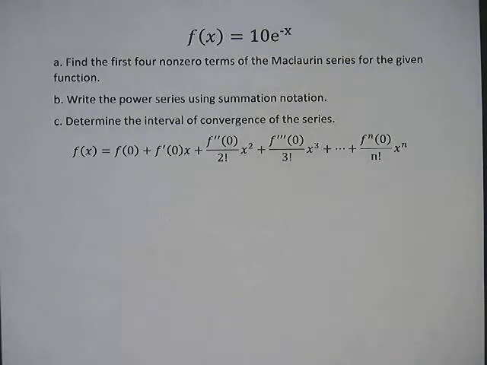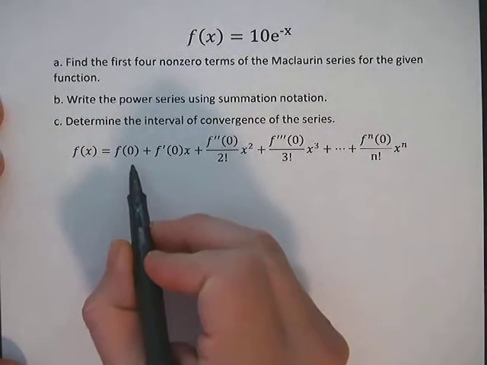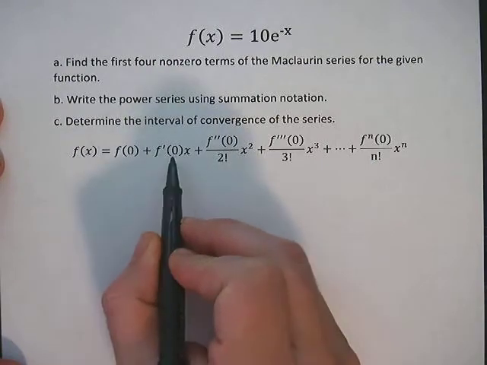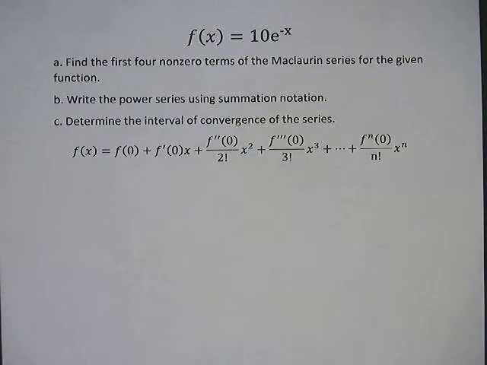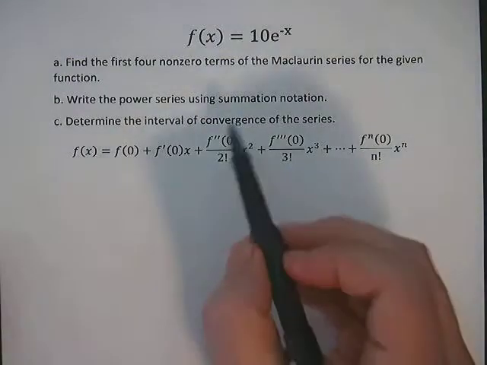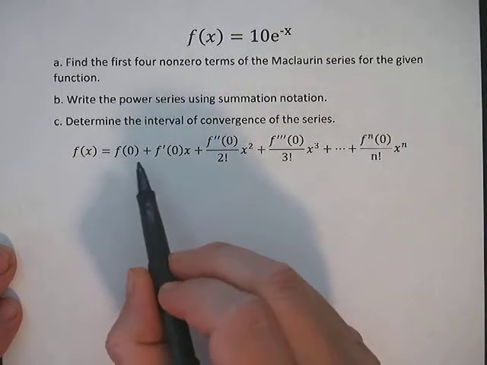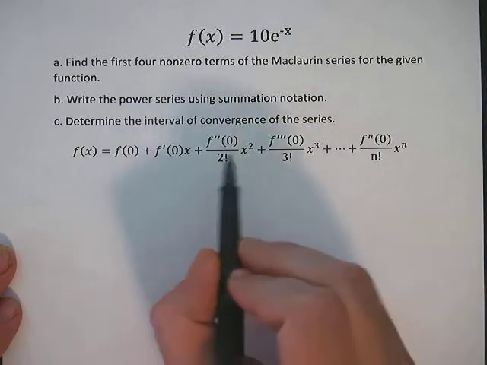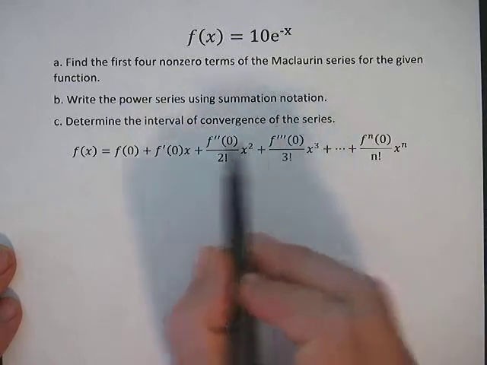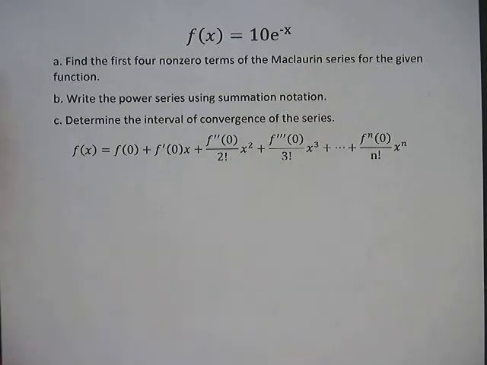We want to find the first four non-zero terms. So we have the Maclaurin series written out here. You can see that here's the first term, f of 0, and then we have f prime of 0 times x, and f double prime of 0 divided by 2 factorial, and so on. So we are going to want to take a few derivatives. Even if the first four terms are all non-zero, we still need the first, second, and third derivative. So let's go ahead and do that to start.